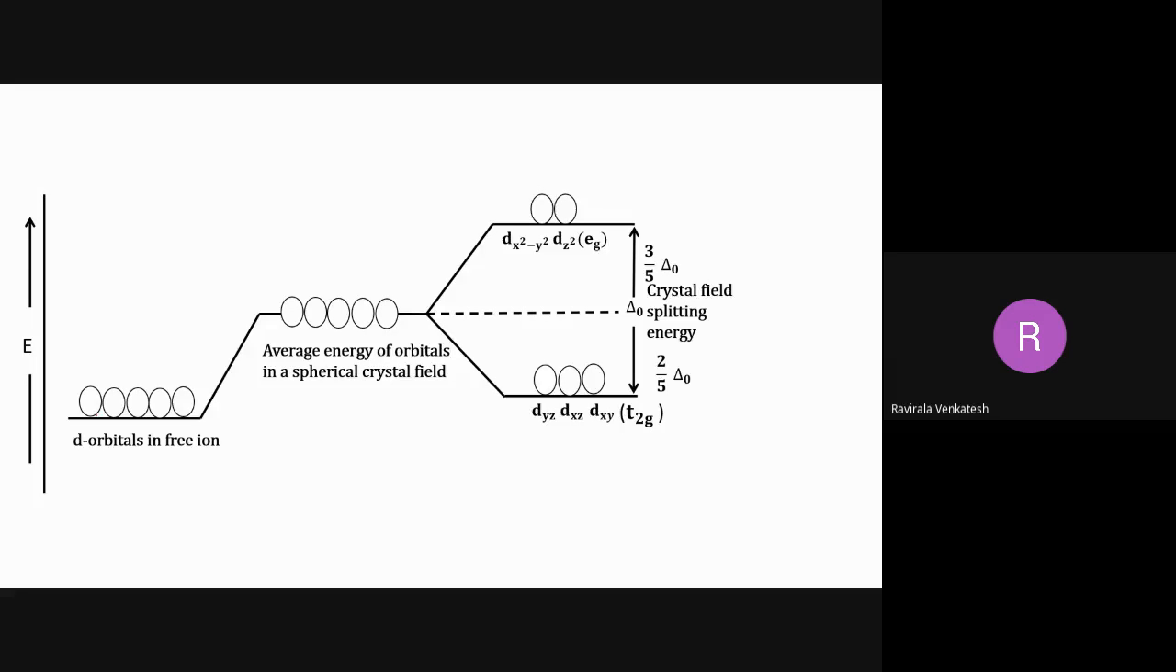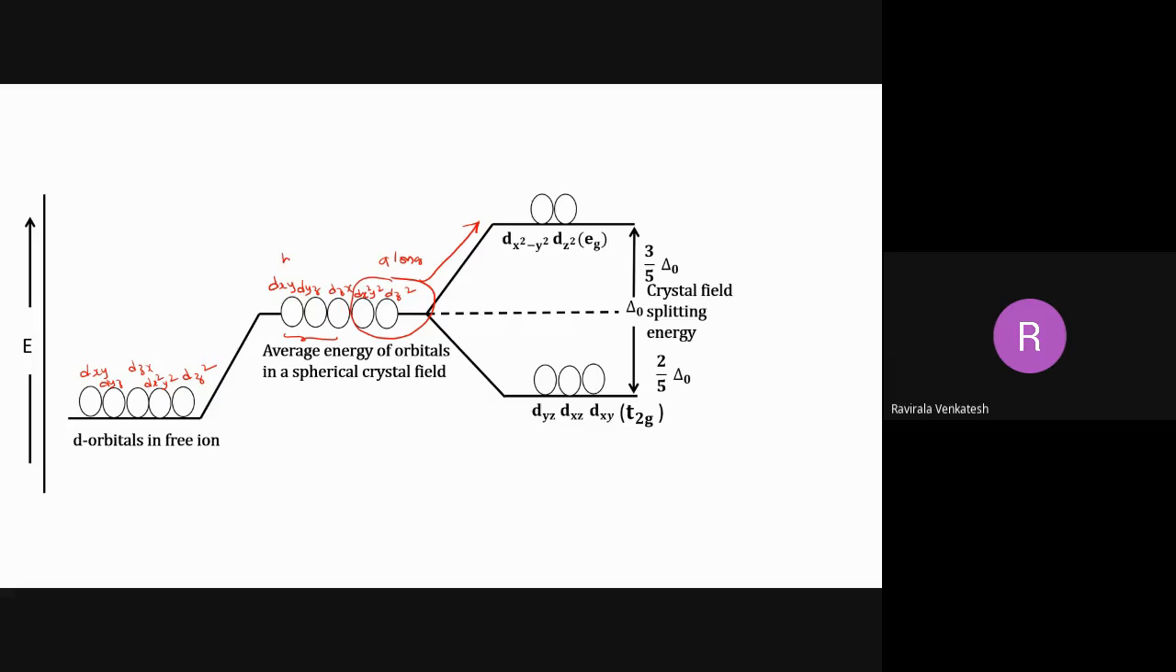Let me see how this takes place. This is the energy axis, and these are the d orbitals: dxy, dyz, dzx, dx square minus y square, and finally dz square. When the ligand approaches, they get some energy and their energy increases. Suddenly, the orbitals along the axis get more energy. The repulsion is more, so they move to higher energy.